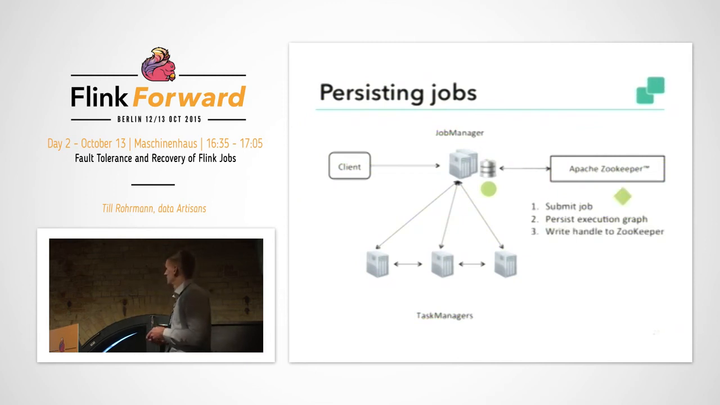Additionally, a handle to this state, or to this persisted execution graph, is written to Zookeeper, so that in case of a failure, a new leader can retrieve the execution graph by first getting the state handle from Zookeeper and then reading the execution graph from your state backend. And only after that happened, the job is deployed and executed on the task managers.